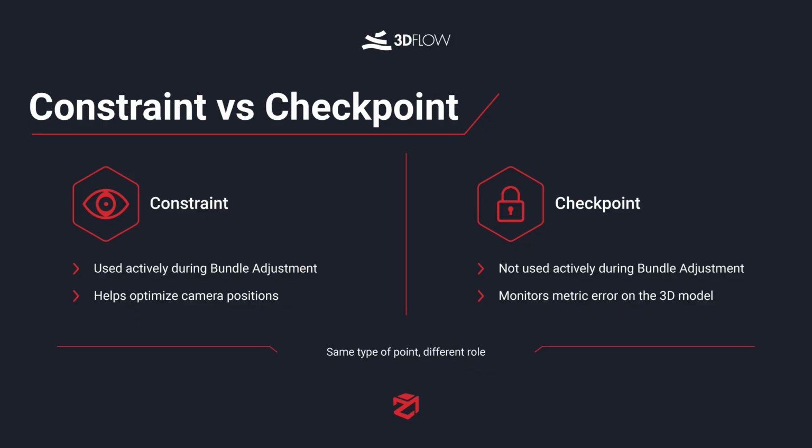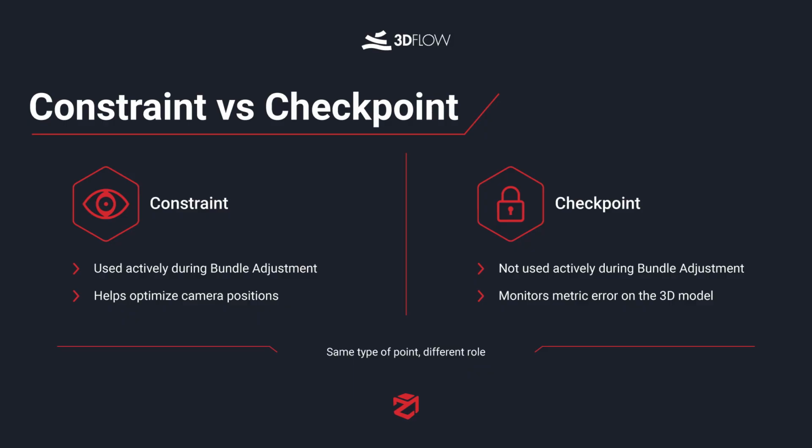A constraint is a ground control point that is used actively during bundle adjustment to optimize camera positions. This gives users stronger control over the reconstruction and helps reduce the difference between the estimated geometry and the surveyed reference data. A checkpoint is a ground control point that is not actively used during bundle adjustment.